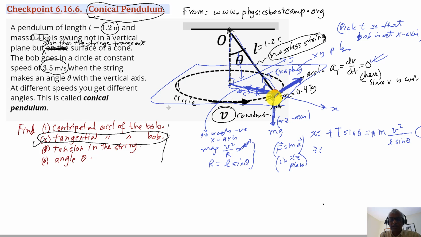And in the z direction, we have the weight, which is minus mg. The tension, with this angle theta, gives T cosine theta.